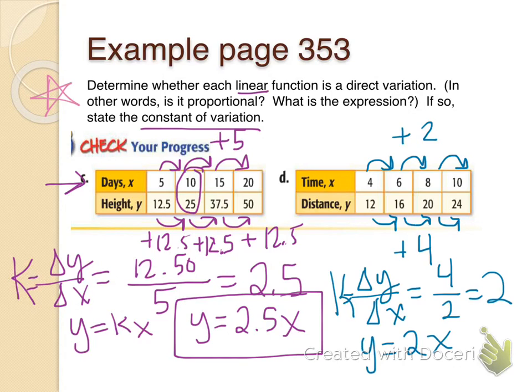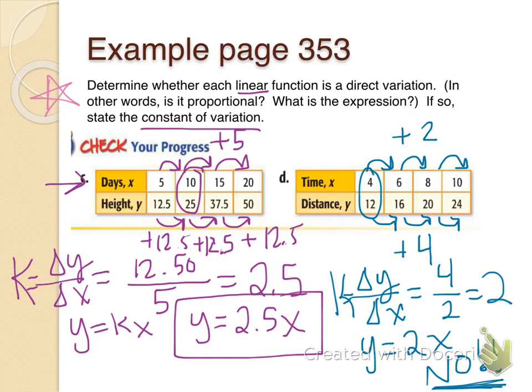However, let's check this. If I plug in 4, I should get out a 12. What is 2 times 4? 2 times 4 is 8. But I wanted 12. So is this a direct variation? No. Okay, go back and check yourself.